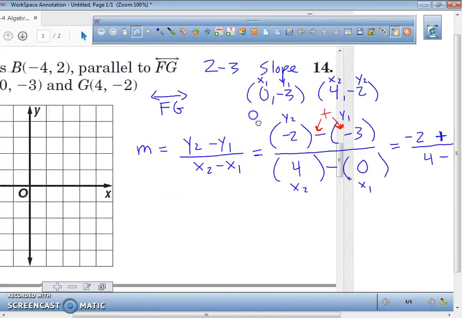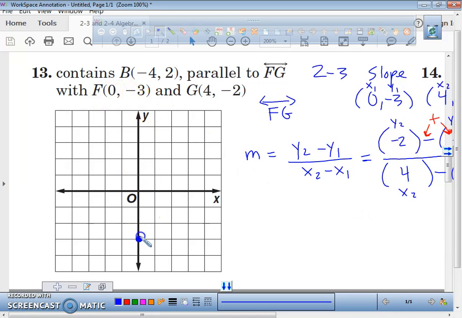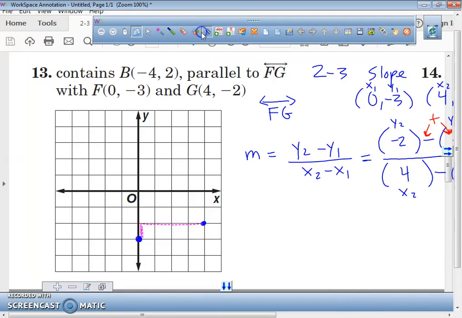What we're going to do now is we're going to plot these points and see if we actually solved it correctly, algebraically. So F is at (0, -3). G is at (4, -2), right here. And so we should see a slope of what? 1 over 4. Let's see here. Does it go up 1 unit and over 4 units? It does. So we did that correctly.